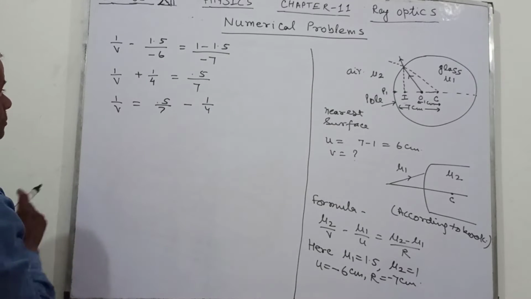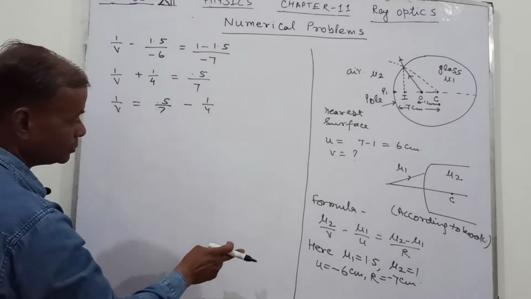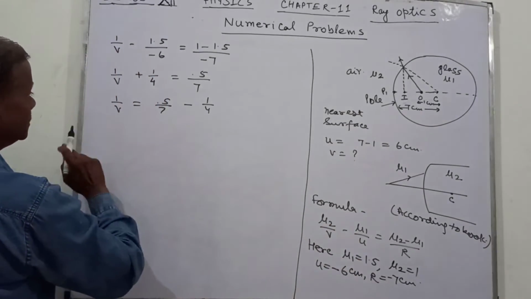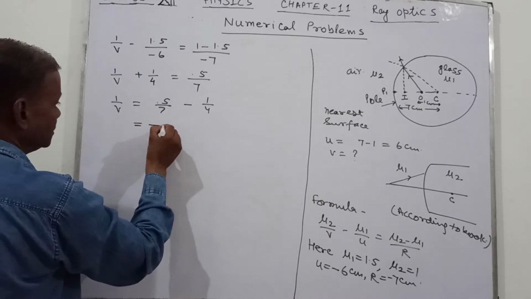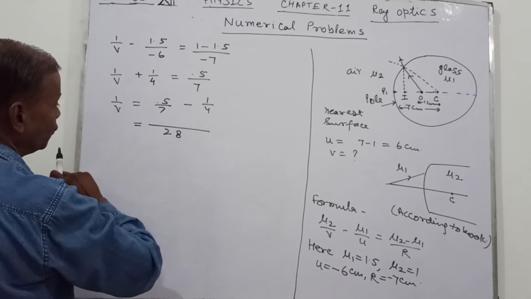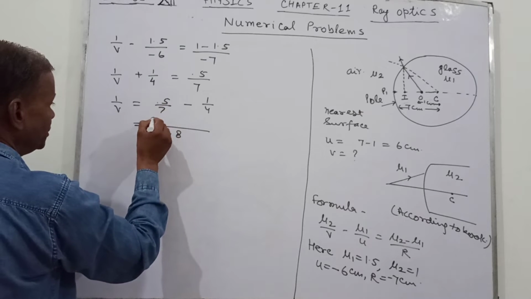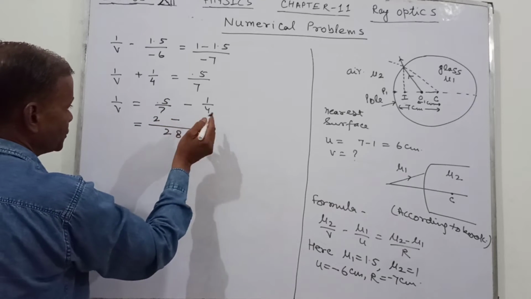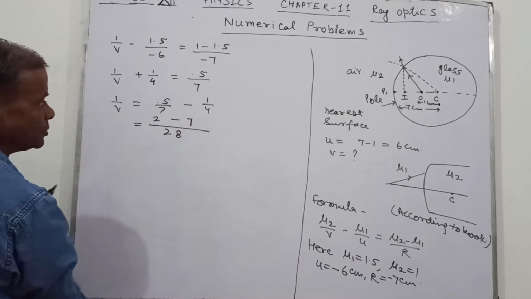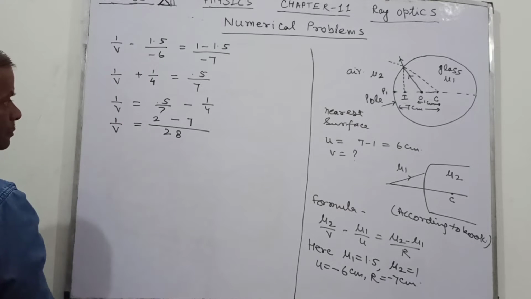Yes, mu1 equal to 1.5. So now you take 28, and 28 is 4 times 7. So 4 into 5 is 20, so 2 minus 4 sevens is 28. This is now equal to 1 upon v.